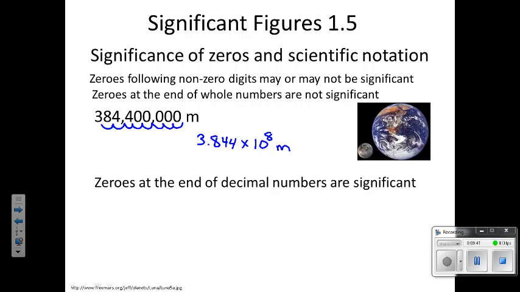But zeros at the end of decimal numbers are significant. So you can't say just that the zeros at the end of numbers are not significant, because it depends on if they're whole numbers that have no decimal point, or if they're decimal numbers. So if I have a decimal number, 233.400, I can still put this one in scientific notation, right? 2.33400, right? But I would keep those zeros. I can't get rid of them because they're part of a decimal number.